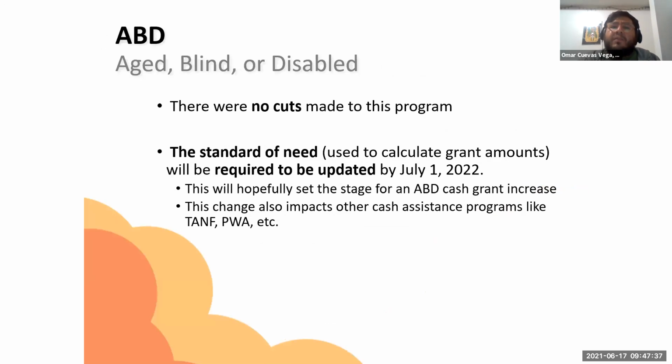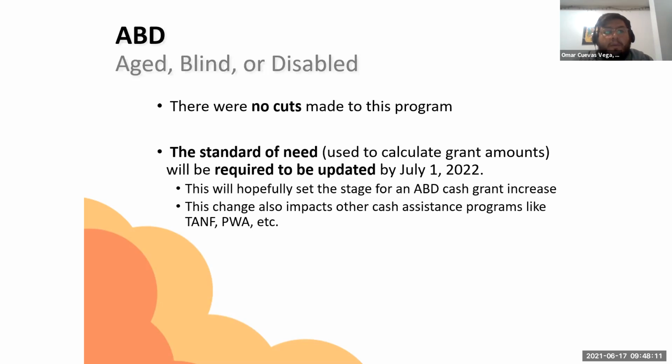In regards to the Age, Blind, and Disabled program, one of the things that we were highly advocating was no cuts to the program, and no cuts were made. One of the really interesting things that we were able to pass this year, and this was a bill that was sponsored by Representative Marie Levitt from the 28th Legislative District, is updating the standard of need. This is a tool that is used to calculate cash benefits. It has been in place for close to 30 years, and since it was first instituted, it hasn't been updated.